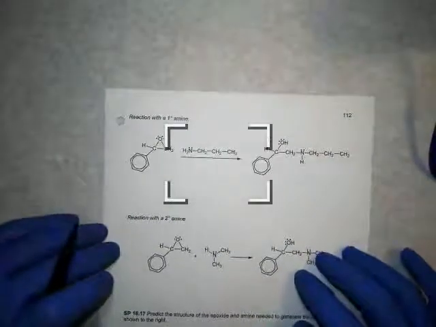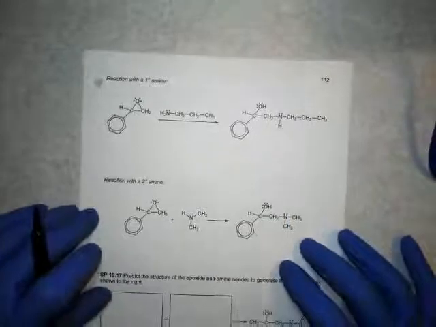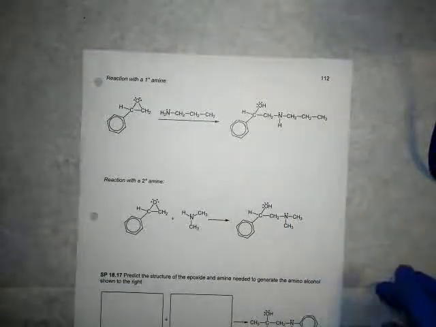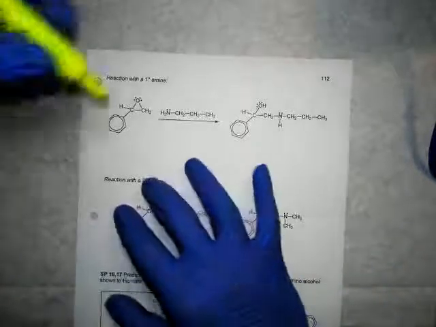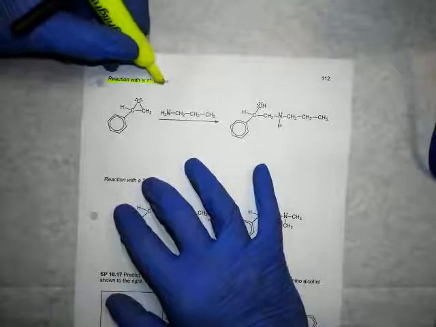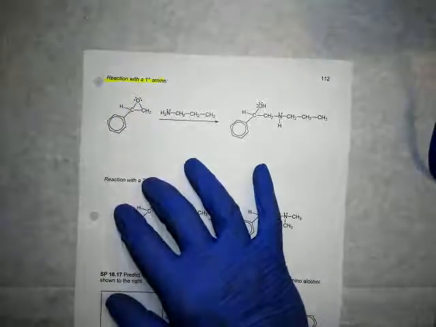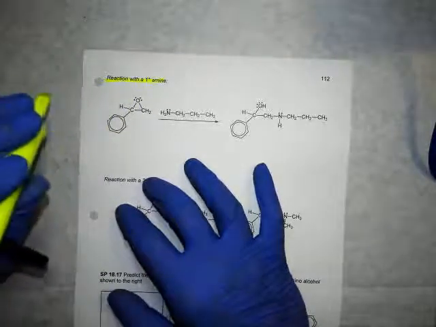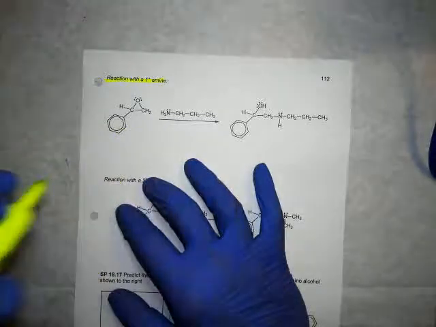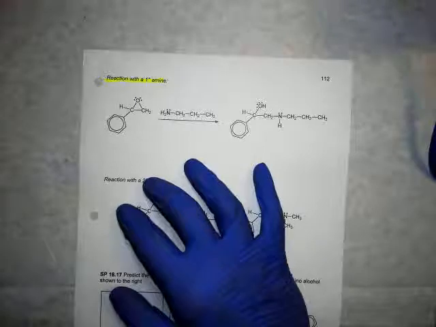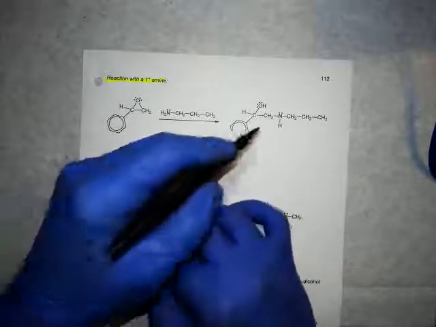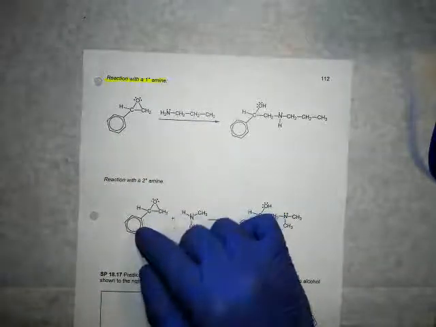Now another kind of base we have is an amine. So let's go to page 112. I've actually done reactions like these back when I was an undergraduate. This is a reaction with a primary amine. So these can undergo reaction with ammonia, primary amines, secondary amines, but not tertiary amines. Okay, that's different. And these things on the right are called amino alcohols.